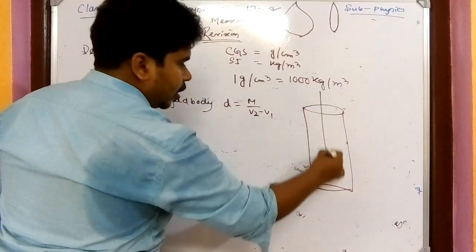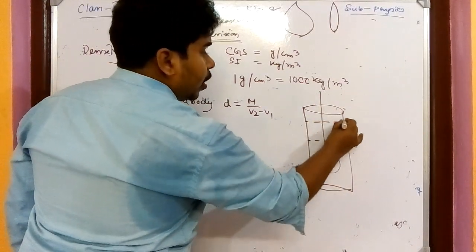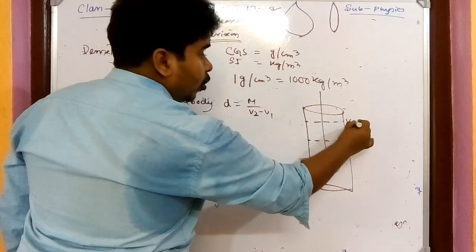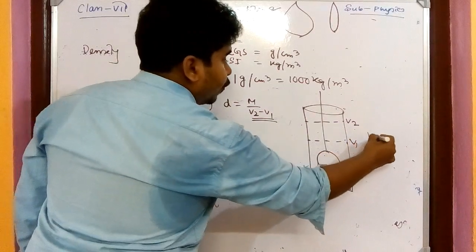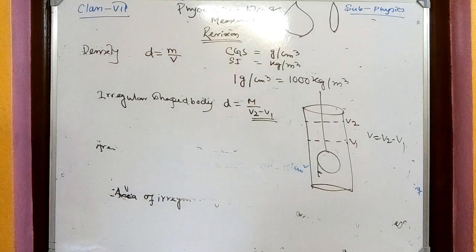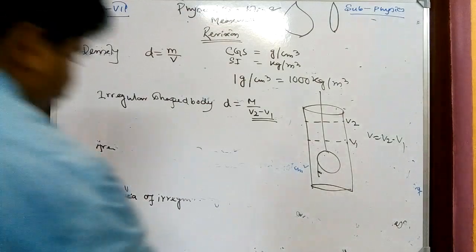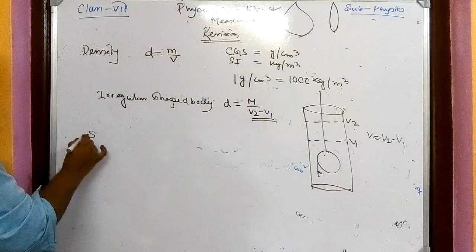where this is a measuring cylinder. You put a body inside it. Initial volume is V1. After putting the body inside, the volume is V2. So this is the volume of the substance, that is V equals V2 minus V1. And then you can find the density. Always remember the units in which the density is asked, whether it is in gram per centimeter cube or kg per meter cube.